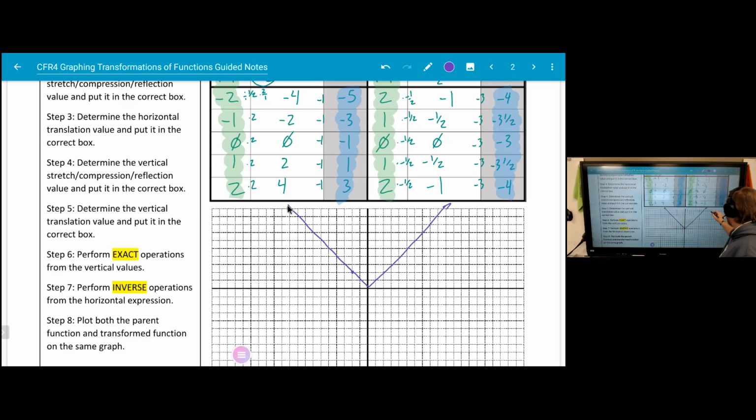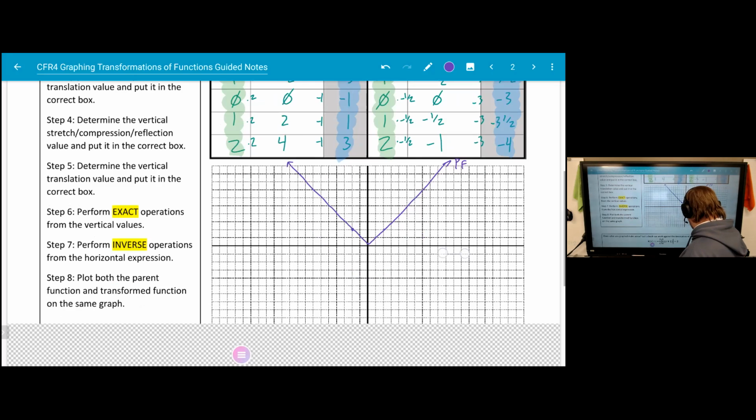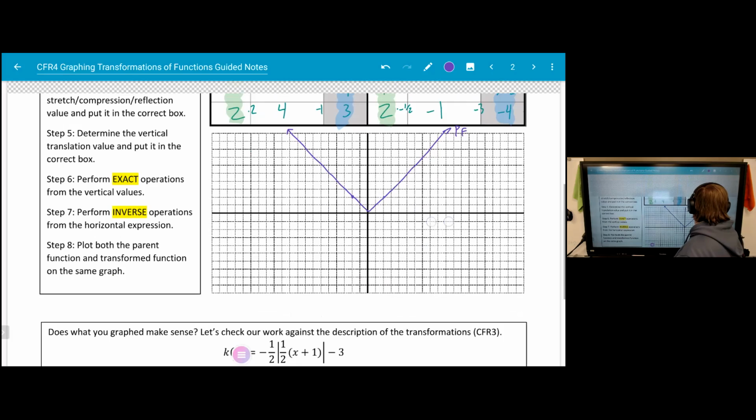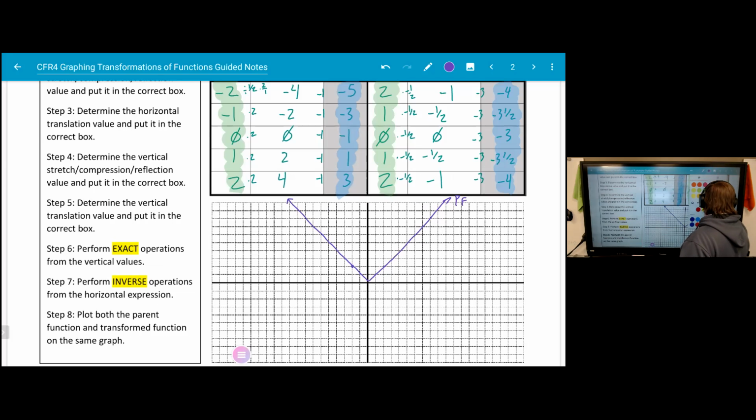There we go. That's our parent function. Now we need to graph our transformed function, I don't know what I call this, k of x. K of x looks like this. We said we have -5, so let's write this.